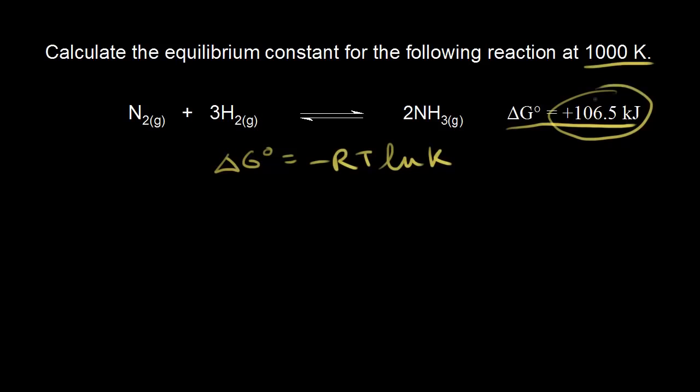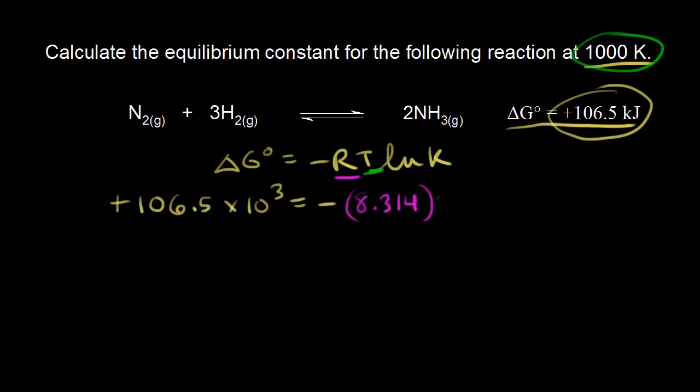This time we're putting in positive 106.5 kilojoules, which is positive 106.5 times 10 to the 3rd joules, is equal to negative, R is our gas constant, 8.314. I'll leave units out of this just to make it a little bit clearer, times the temperature, which is 1000 Kelvin, times the natural log of the equilibrium constant K.